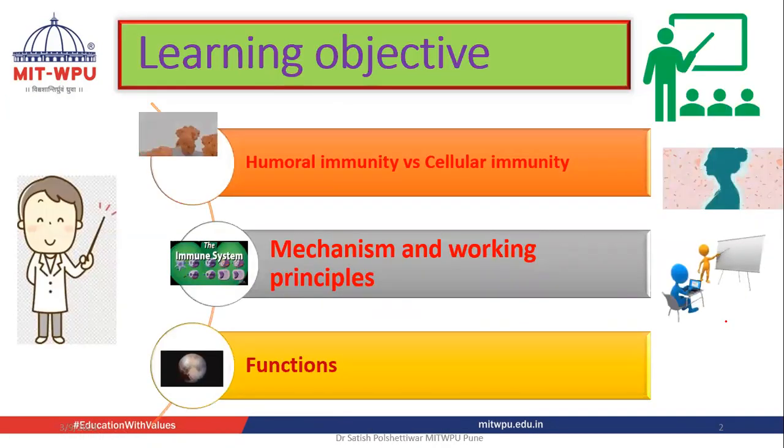What I'm going to cover in this particular topic, the learning objectives. I'm going to talk about the difference between humoral immunity and cellular immunity. Let us discuss that. Then I'll be taking up the mechanism and working principle, how both these systems work, and what is the function behind both immunities. Then we'll have some case studies.